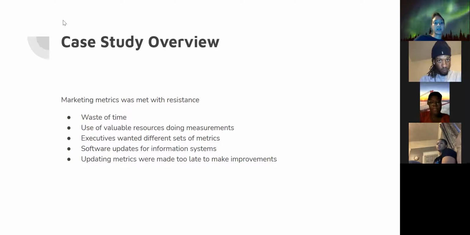So marketing metrics was met with resistance. People felt that it was a waste of time. They were using a lot of their valuable resources doing the measurements. Executives wanted different sets of metrics. The software updates for information systems took a lot of time. And updating the metrics was done too late in order to make improvements on the projects.